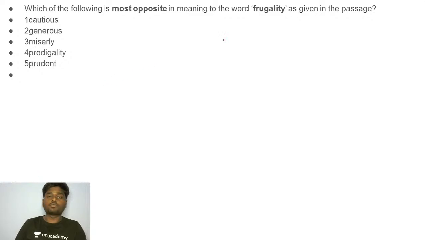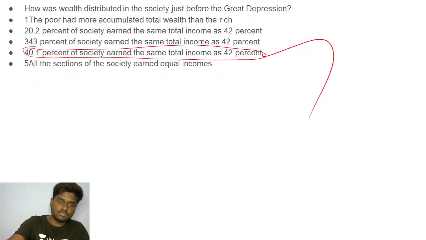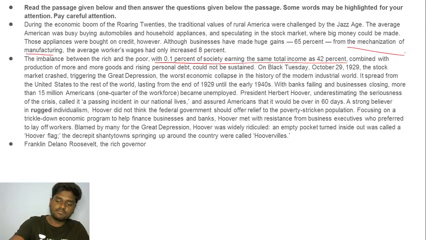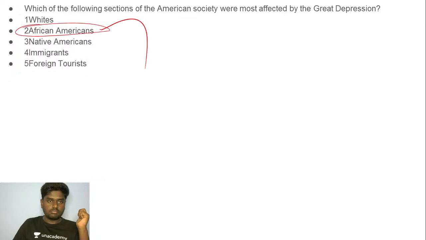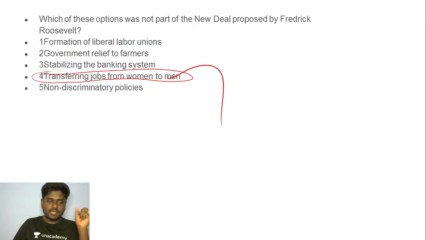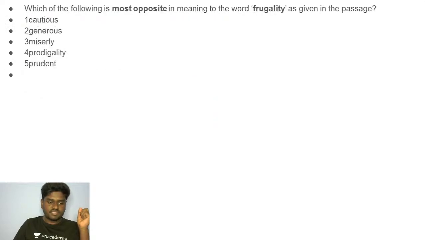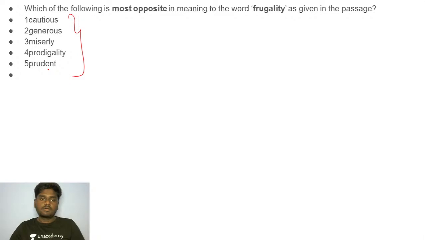Which of the following is most opposite in meaning to the word frugality as used in the given passage? So first of all, try to see exactly where the given word is placed. Here it is. So if you read it in the context of the given passage, some people develop habits of careful saving and frugality. Others are determined to create a comfortable life for themselves. So in reference to the exact place where it has been fixed, if you try to find a relevant meaning, they're talking about the opposite. Frugality means being very cautious, being very saving.